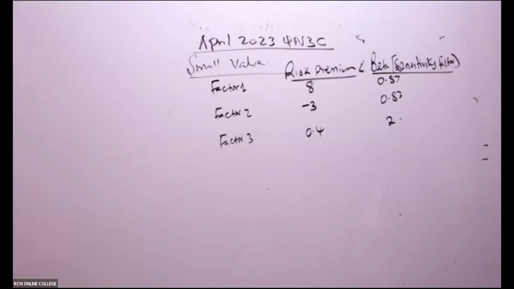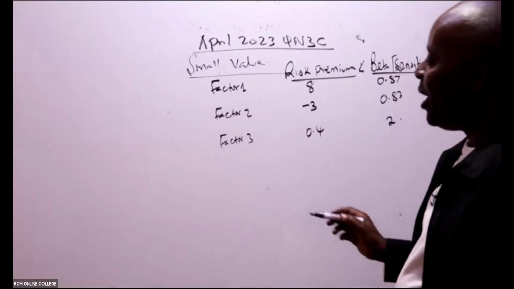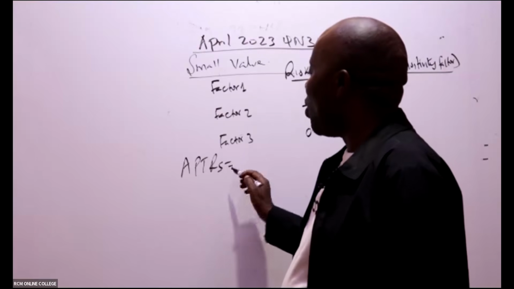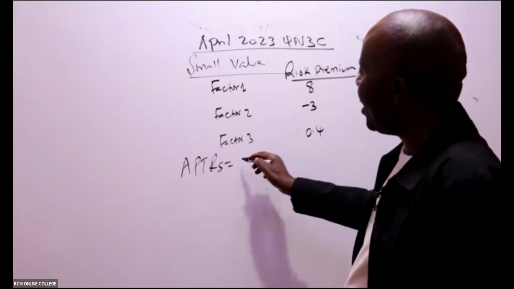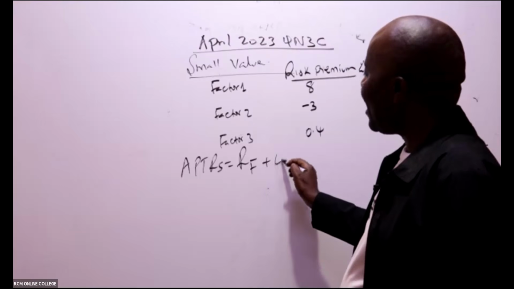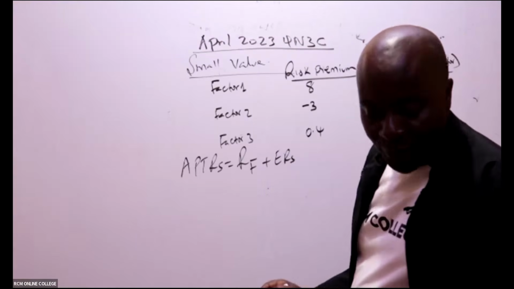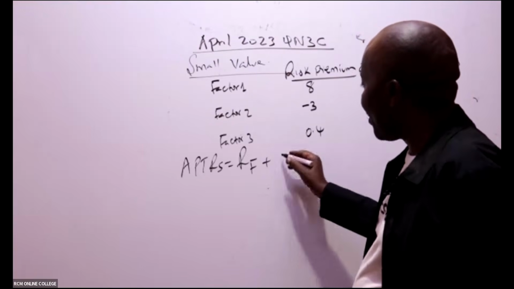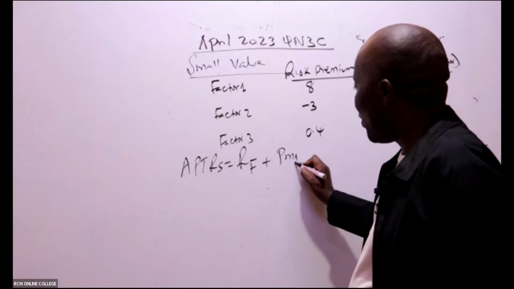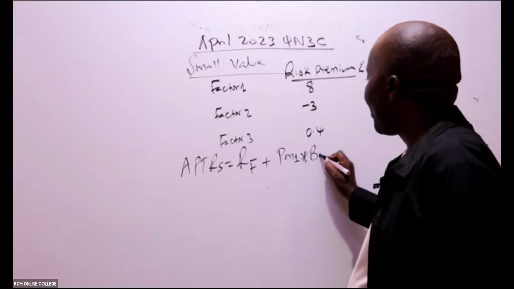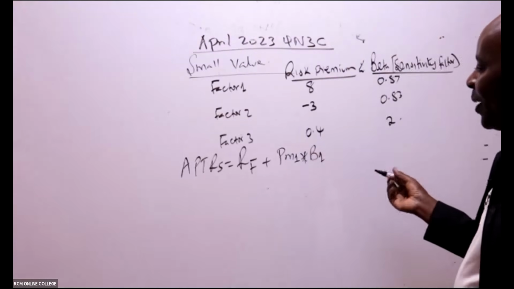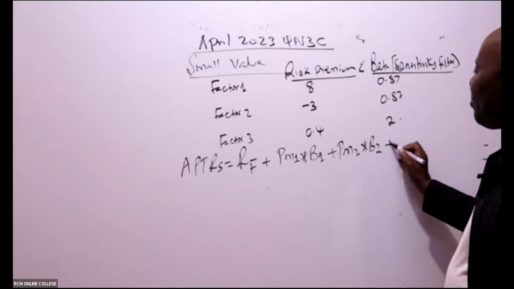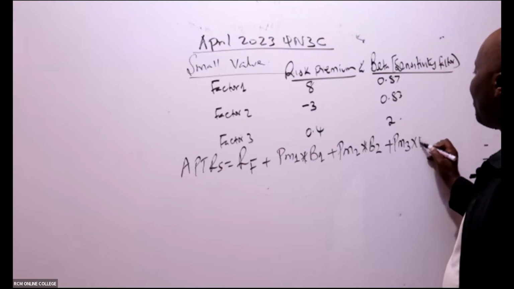And now they want you to give them the APT returns. So how do I get APT returns? Easy. It is the risk-free rate plus the premiums times the betas. Because they have given me the risk premium, I will take the premium for factor 1 times beta 1, because they've given me premium I don't have to subtract, plus premium 2 times beta 2, plus premium 3 times beta 3.